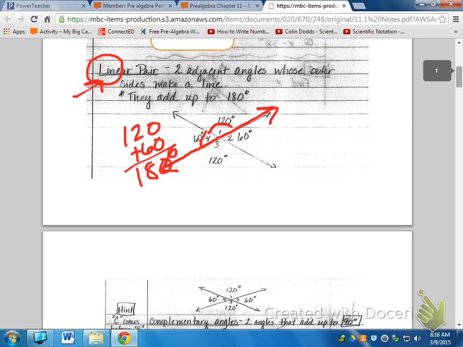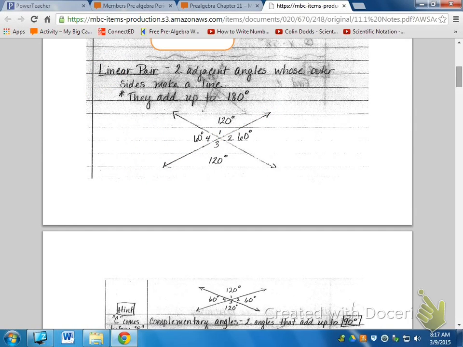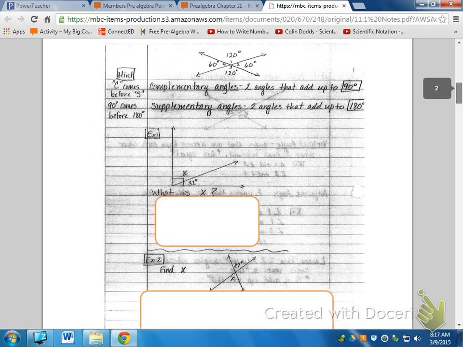So anytime you see a picture where you have two angles side by side and their outsides make a line, you know there's 180 degrees between those two. What's going to happen in your assignment with this is they're going to give you pictures of different angles and some angle measures, and then you'll have to find some missing angle measures. So just remember, linear pair, a line, 180 degrees total. Okay, lots of definitions today, so let's move on.